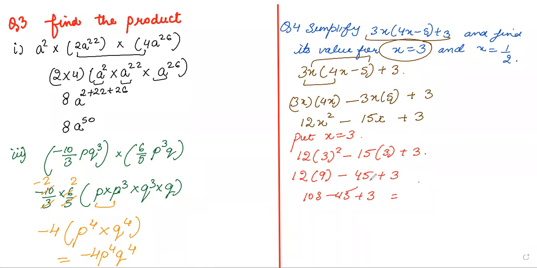Very good, Ananya. Akshita, check your answer again. Yes, good, Akshita. So 108 minus 45 plus 3 is equals to 66. Now again find the value for x is equals to 1 by 2. Put x is equals to 1 by 2 in this equation.